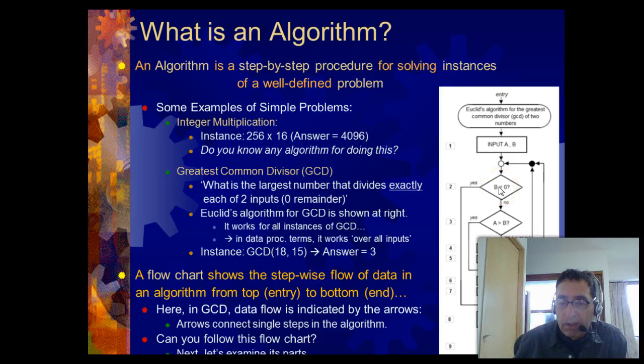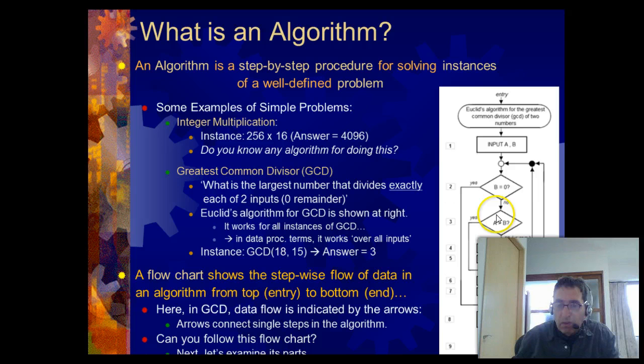and check: is B equal to 0? If B is not equal to 0, then we're going to go back and ask this question again. And finally, if A is greater than B, then we're going to go to here, and then we're going to take A minus B.